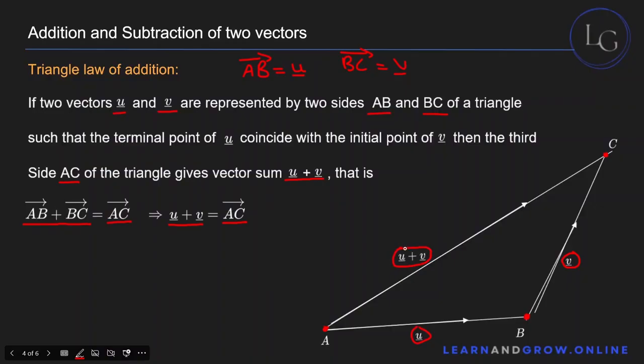But remember, this only works when the terminal point of AB coincides with the initial point of BC. Basically, the final stretch that connects the initial point of AB with the terminal point of BC is the sum of the two vectors AB and BC. Simple. And let me just explain why we do this.